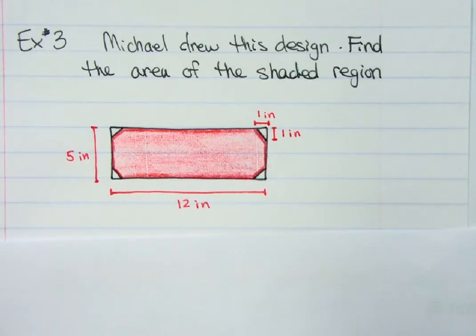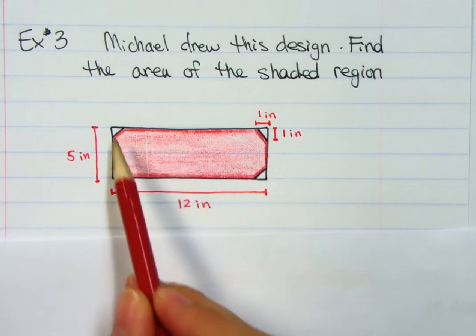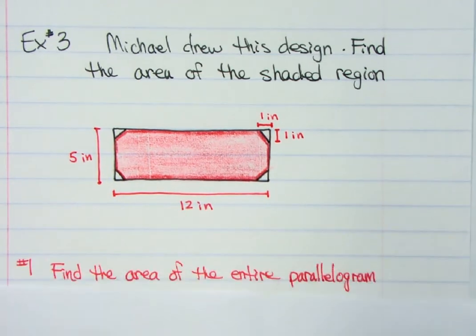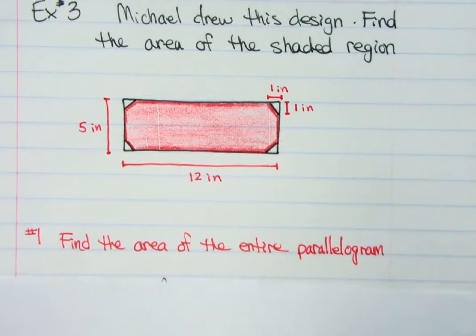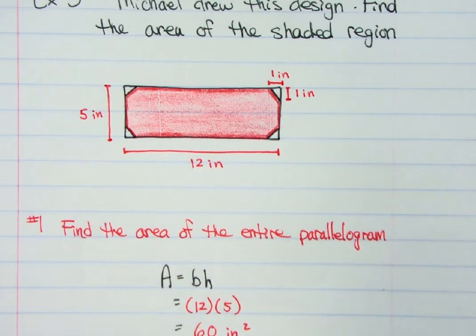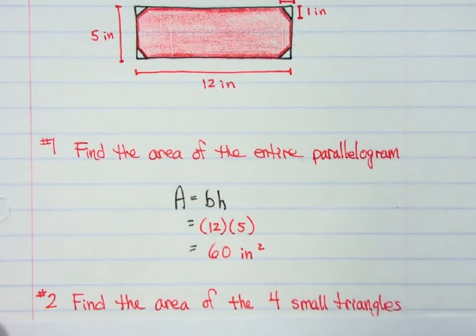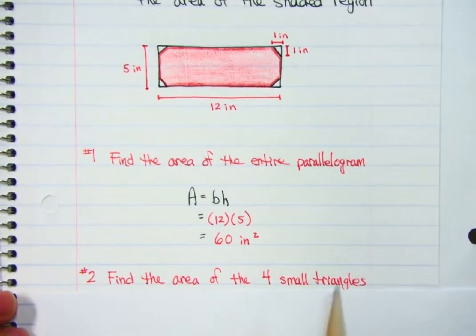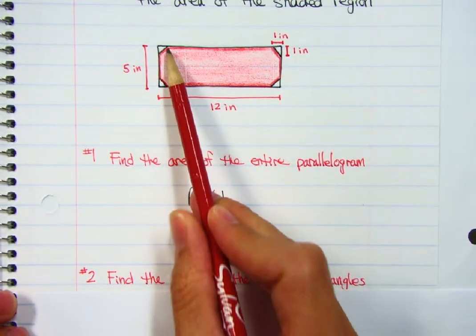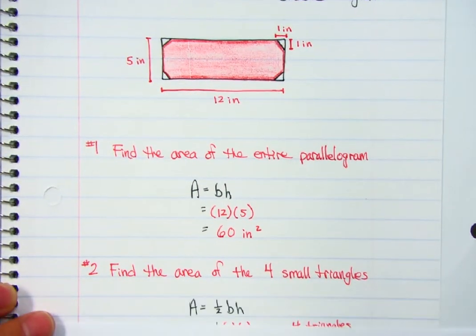All right, and we come to our last example for today. Michael drew his design. Find the area of the shaded region. So here's his design. Pretty simple, but I just want to know the area of the red part and not the little extra parts. So what I notice here is I find the area of the entire parallelogram, right? So I'm going to go base times height, 15 times 12, that's 60 square inches. Okay. Next, what I want to do is I want to find the area of the small triangles. You see these little triangles here, these 4? They're all the same measurements. It looks like they're 1 by 1. The base is 1, the height is 1.